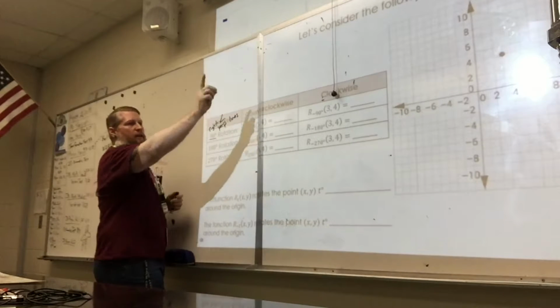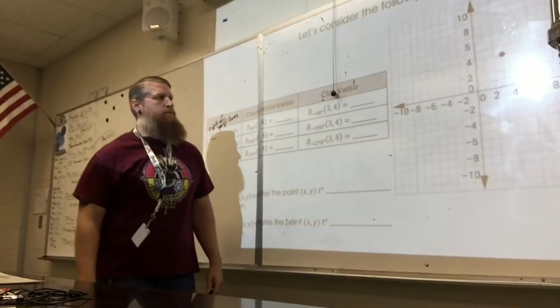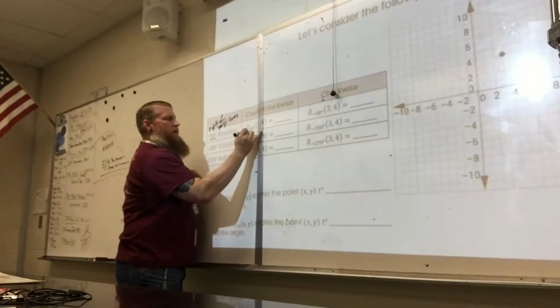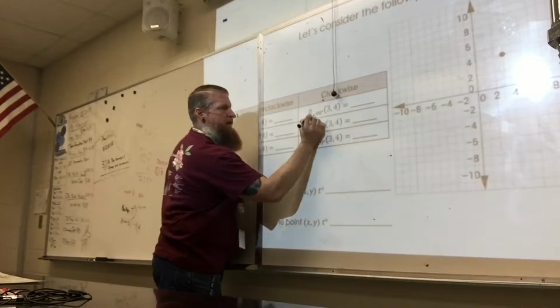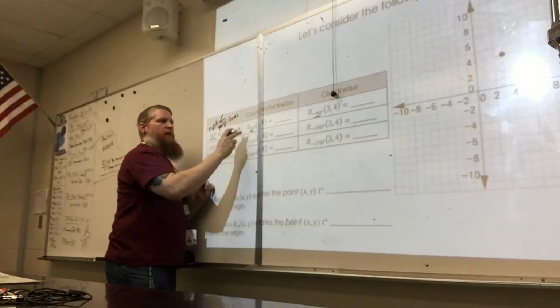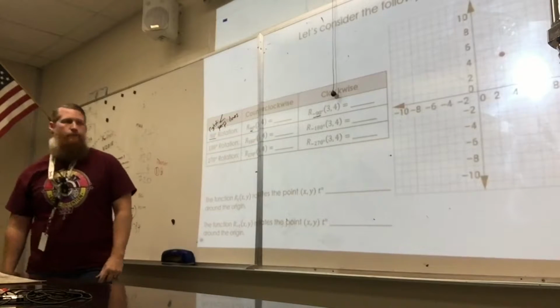All right, so they've got a point that's plotted, the 3, 4. Here, you look here, they've got it. See, this one is negative 90 because it's going clockwise. That one's a positive 90 because it's going counterclockwise.